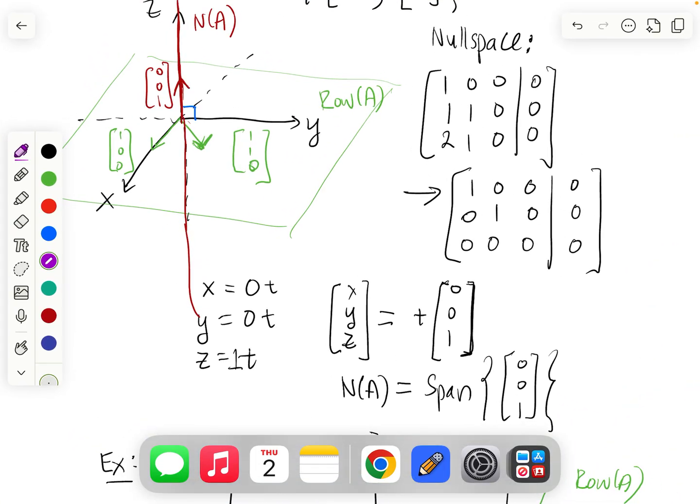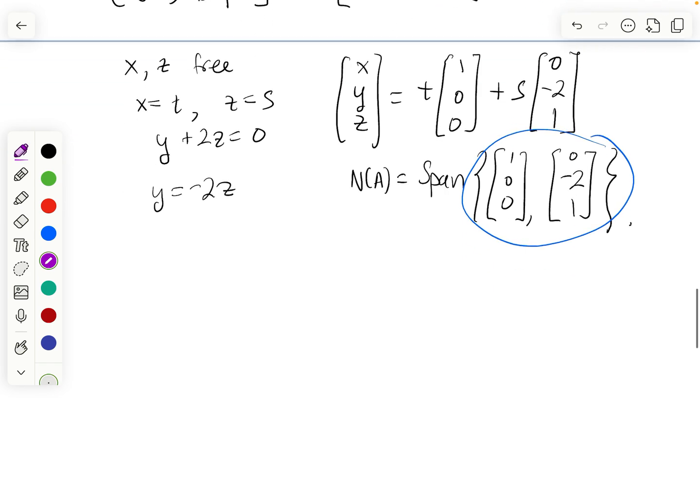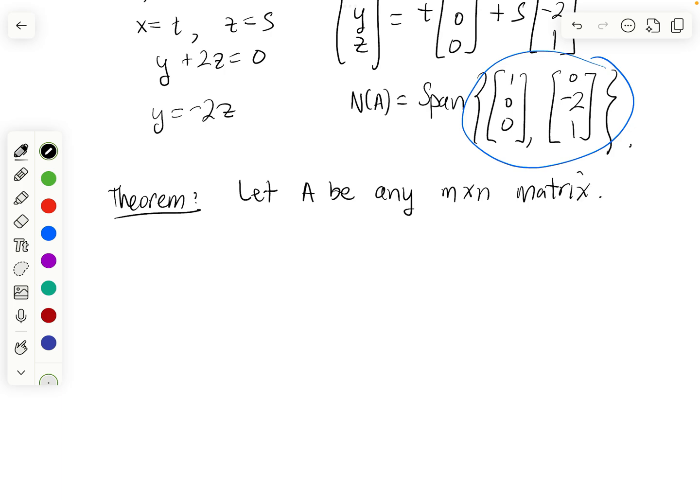And in this third example, you have the same scenario. I should probably label this as the null space of A. The row space of A is the line that sticks straight out. It's orthogonal to the plane, which is the null space of A. So these examples all illustrate this theorem: let A be any m by n matrix. The examples I did were all square, but the matrices don't have to be square.